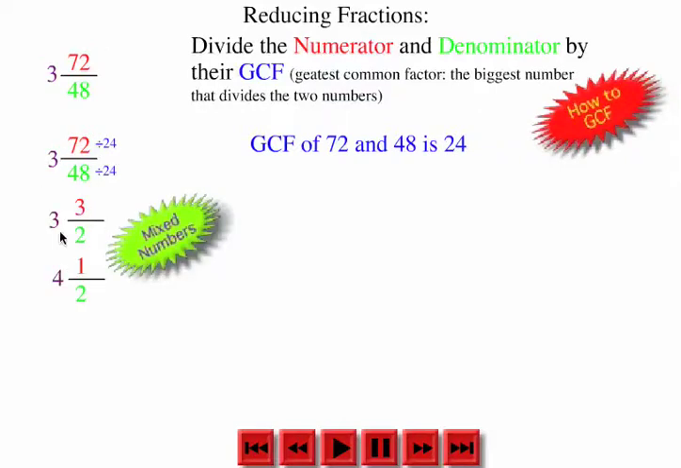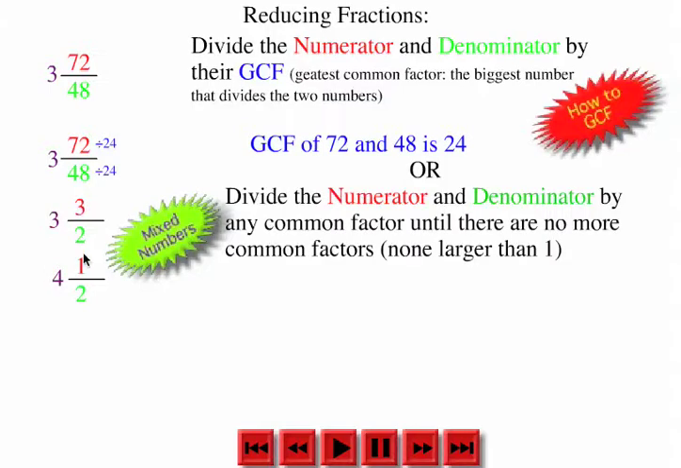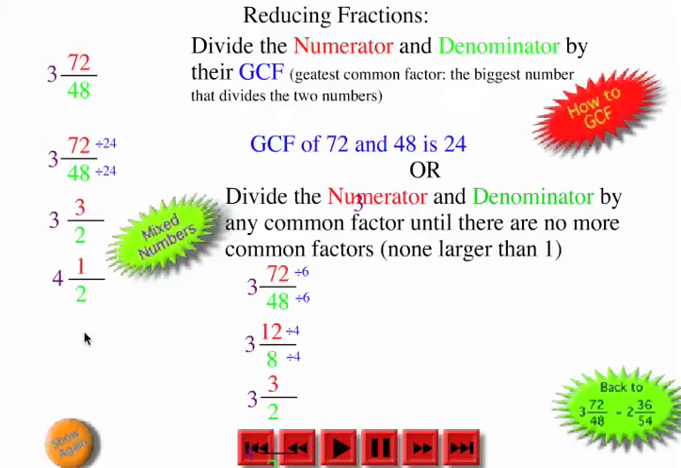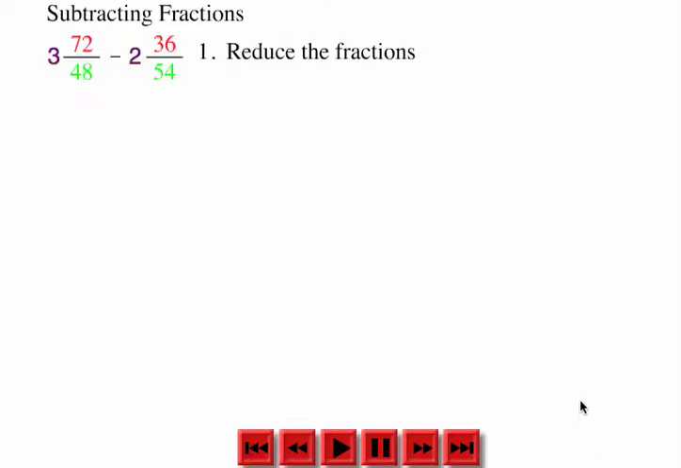This is an improper fraction. 2 goes into 3 once. So we add the 1 to the 3, and that gives us 4, with a 1 left over. So the remainder goes up here. The other way of doing it is you can divide the 72 and the 48 by any common factor, like 6, for example, giving us 12/8, and then we can divide the top and bottom by 4, giving us 3/2. Once again, converting into a mixed number, and we still get 4 and 1/2.